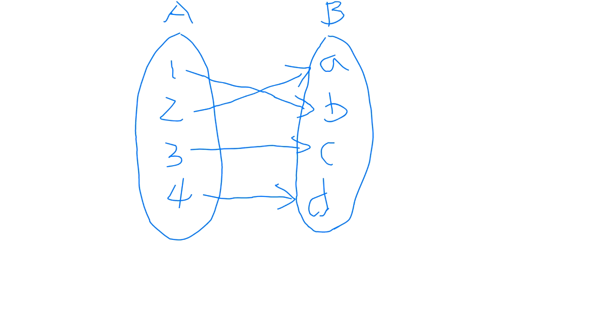Remember, not all of them have to be used. That's why the best way to say it is, for the elements in B, no more than one element in A is mapping to it.